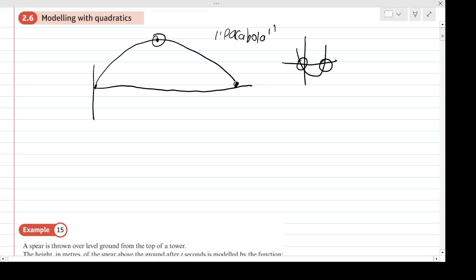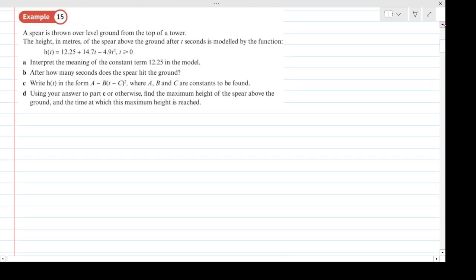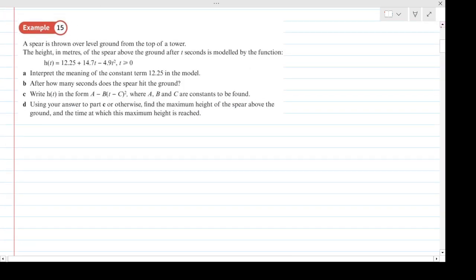Let's have a look at some questions then, because I think it's a lot easier to practice with questions. And we have this example here. It's told us a spear is thrown over level ground from the top of a tower. The height in meters of the spear above the ground after t seconds is modelled by this function, and they give us this quadratic. Okay, so part A: interpret the meaning of the constant term 12.25.